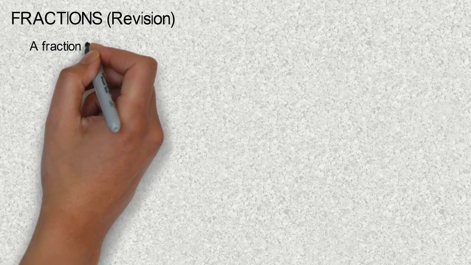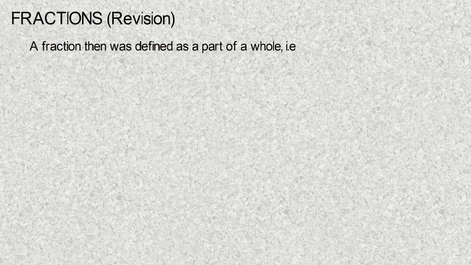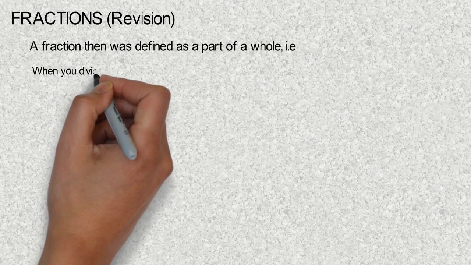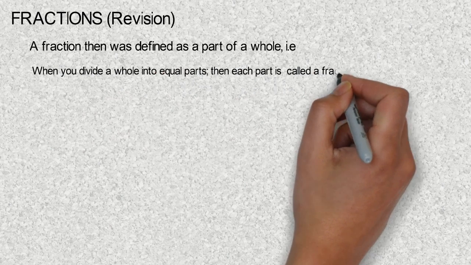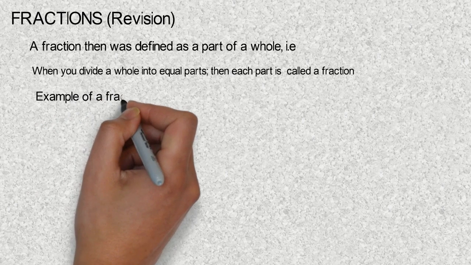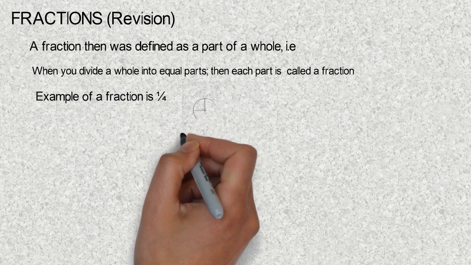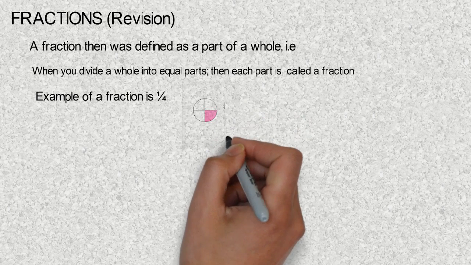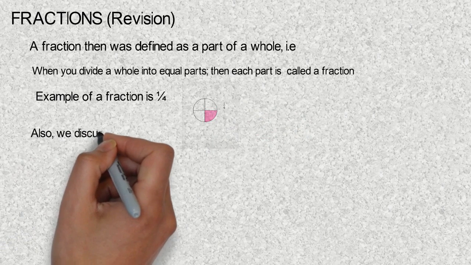In your junior secondary school 1, we discussed the concept of fractions. A fraction was defined as a part of a whole. That is, when you divide a whole into equal parts, then each part is called a fraction. Example, if you look at this diagram, I have a whole circle divided into 4 equal parts. Then one part of it was shaded. That means I have 1/4. Can you remember that?